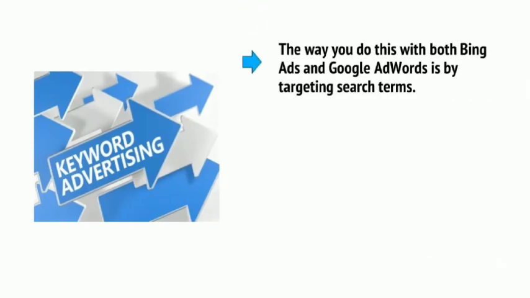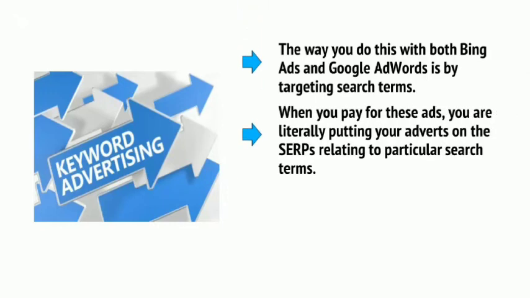The other thing that most PPC ad networks have in common is the ability to target a specific demographic. And this means that you can identify who your buyer persona is and profile your ideal customer from there. Then you can target that person specifically with your adverts. The way you do this with both Bing ads and Google AdWords is by targeting search terms. When you pay for these ads, you're literally putting your adverts on the SERPs relating to a particular search term.